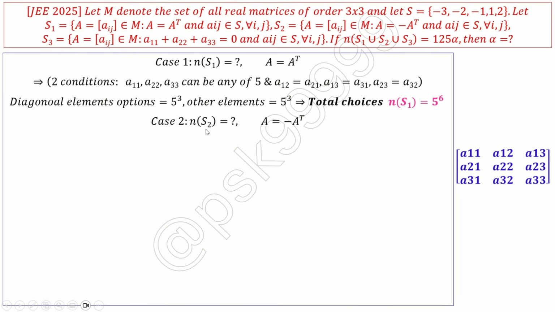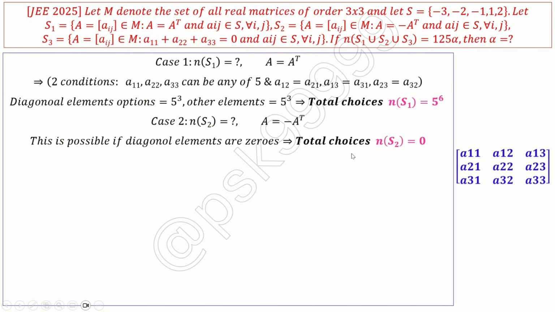Now case 2, the number of elements in S2, where the condition is A equal to minus A transpose. If A equals minus A transpose, that means the diagonal elements should be the same in both, so 0 is the only option. Diagonal elements have to be 0. But in this case, there is no 0 in set S, correct? So the number of elements in S2 is 0.